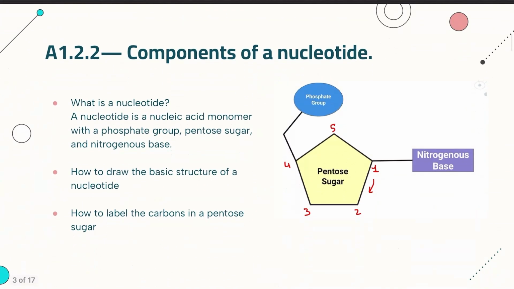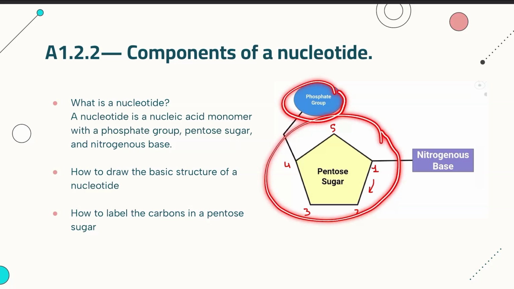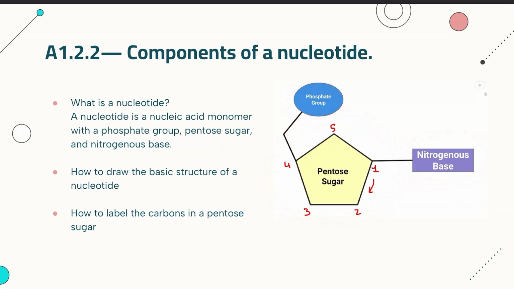Our second understanding is regarding the components of a nucleotide. A nucleotide is a monomer of a nucleic acid that contains a phosphate group, a deoxyribose or ribose pentose sugar, and a nitrogenous base. The carbon in the pentose sugar will be labeled anti-clockwise starting from here. And this diagram shows the basic structure of a nucleotide that will be asked in the exam. A circle representing the phosphate group linked to a pentagon, and finally to a nitrogenous base, which can be represented using a rectangle.